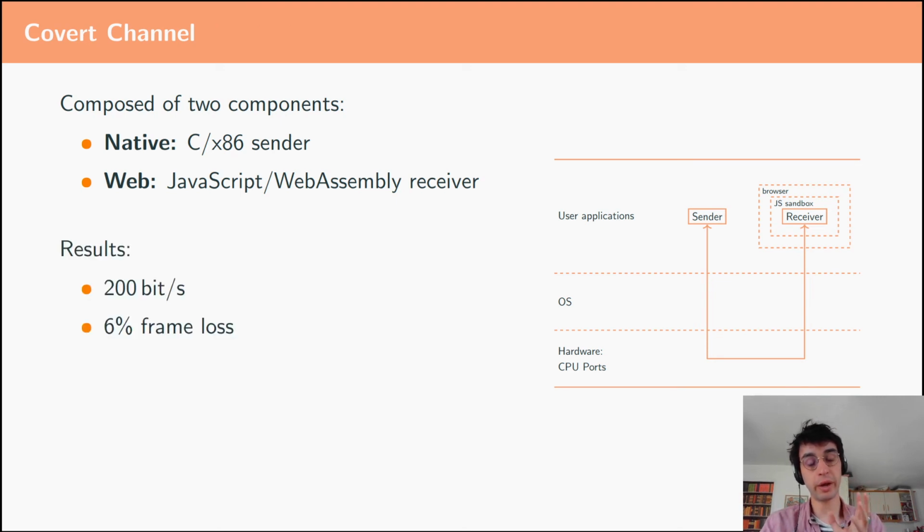And the results are quite good. We found a 200 bit per second bandwidth with only 6% of frame loss. So to the best of our knowledge, it is the best bandwidth for any covert channel in the browser currently.